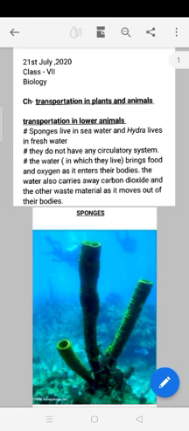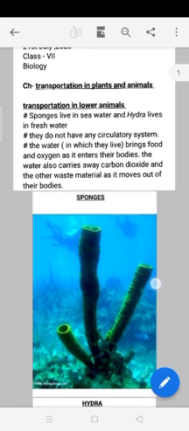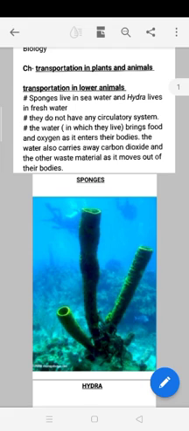They do not have a special type of circulatory system, just the water in which they live. That water brings food as well as oxygen as it enters their bodies, and the water also carries away carbon dioxide and other waste materials from the bodies.